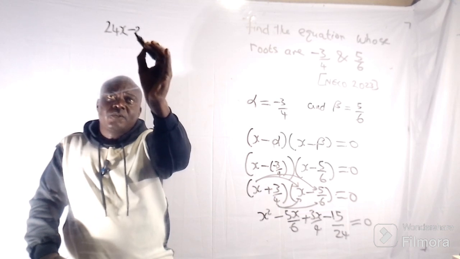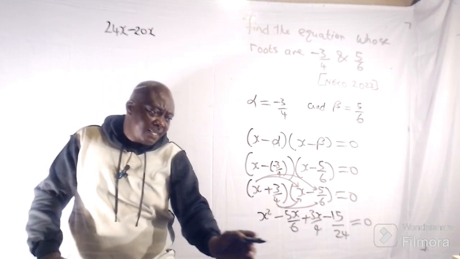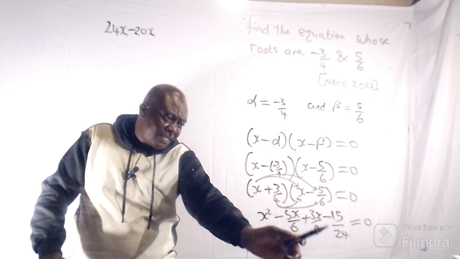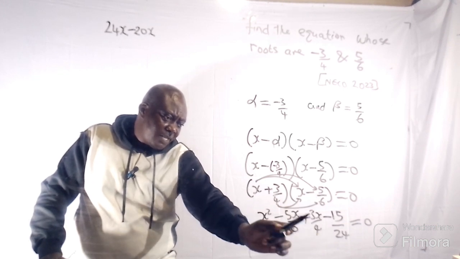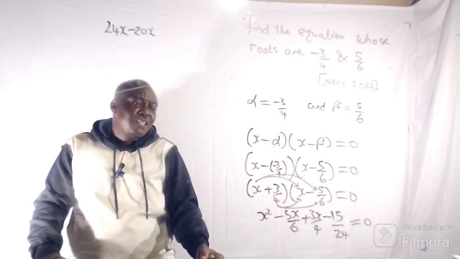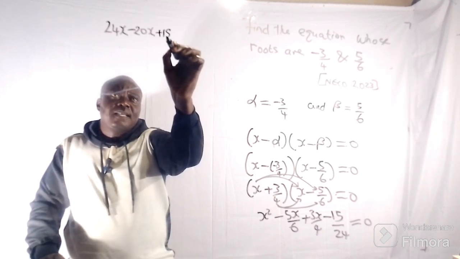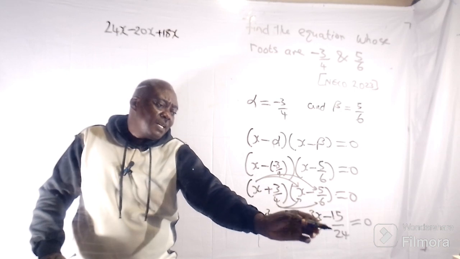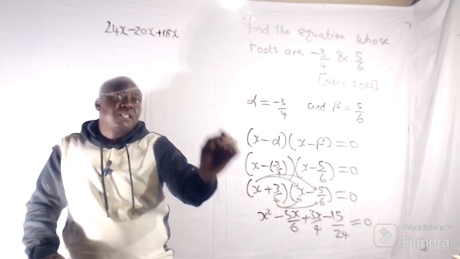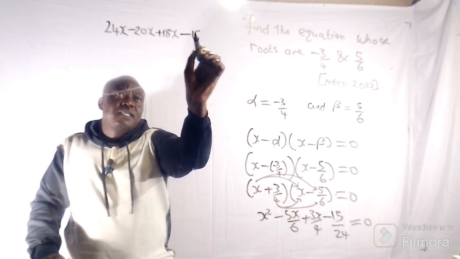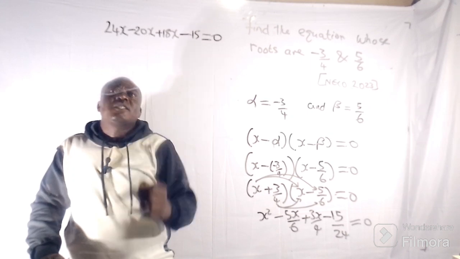Here you have minus 20x. And 24 into 4 here gives you 6. 6 times 3 is 18, plus 18x. And 24 into 24 is 1. And here we have minus 15 equals to 0.